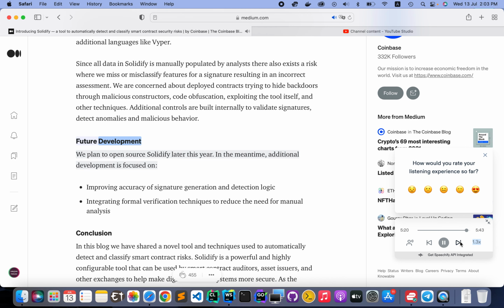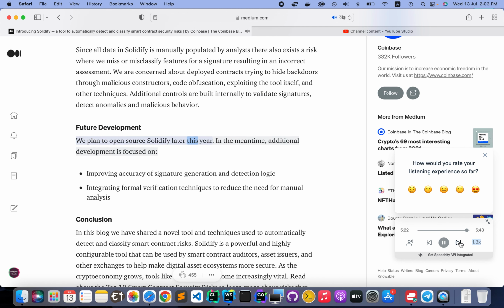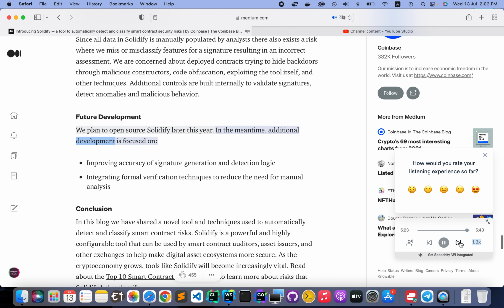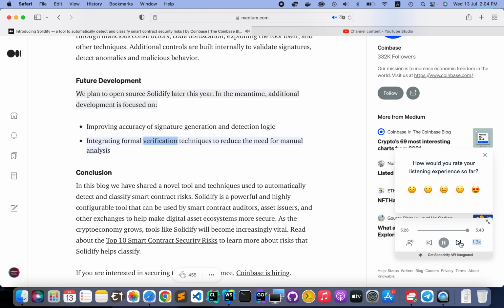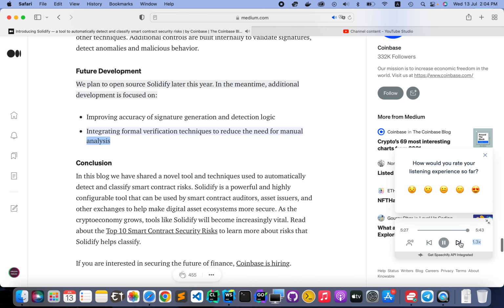Future development. We plan to open source Solidify later this year. In the meantime, additional development is focused on improving accuracy of signature generation and detection logic, integrating formal verification techniques to reduce the need for manual analysis.